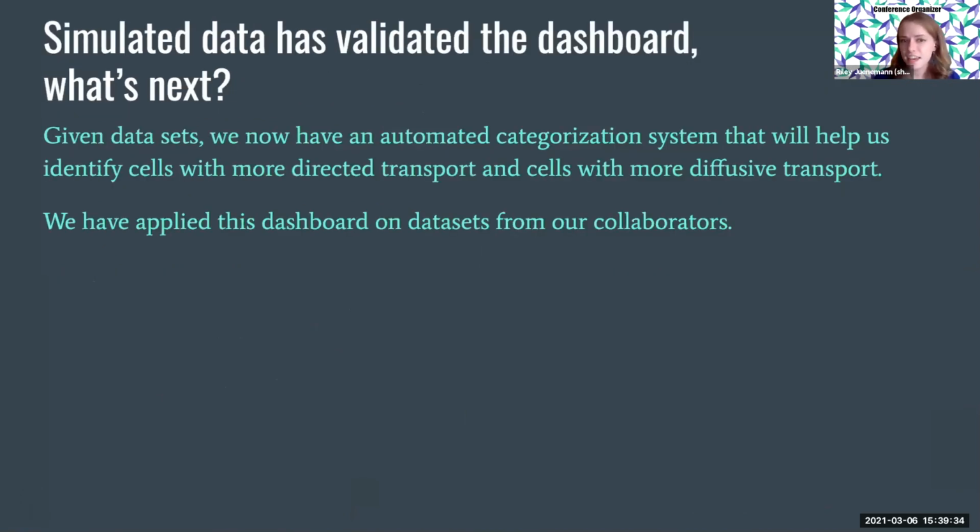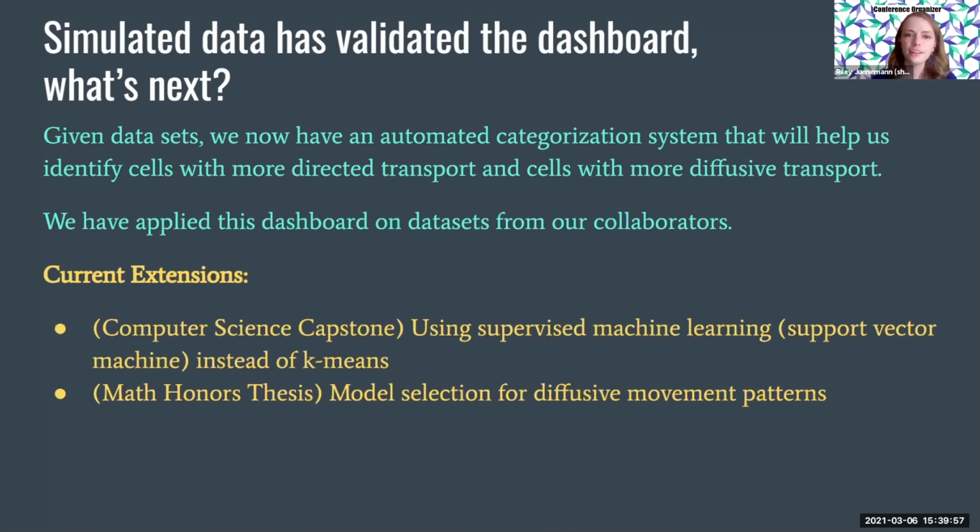And so given data sets, this is an automated categorization system to help identify cells with more directed transport and cells with more diffusive transport. And I focused on the methods today since this is a math conference, but we've also applied this dashboard to data sets from our collaborators. And currently, I am working on improving upon this work in both my mathematics honors thesis and my computer science capstone, which I'd like to talk about a little bit.